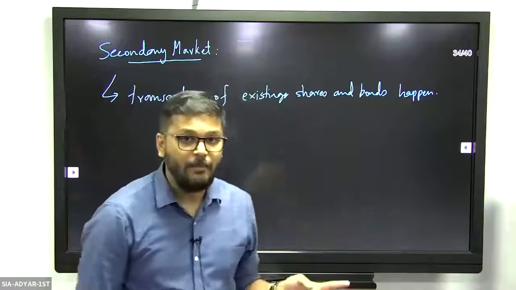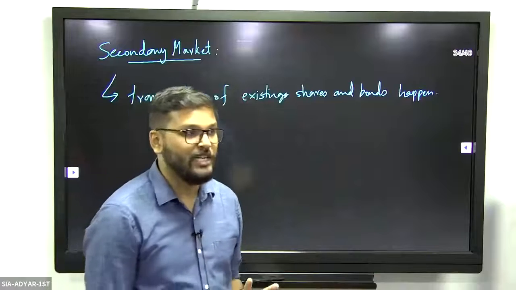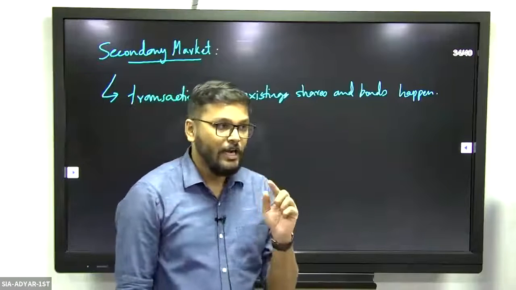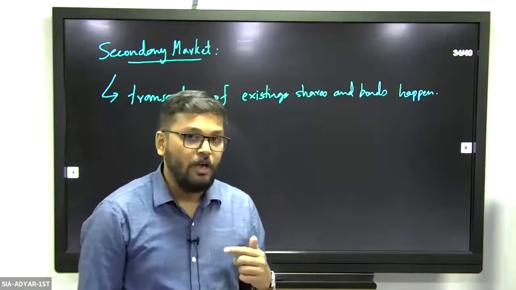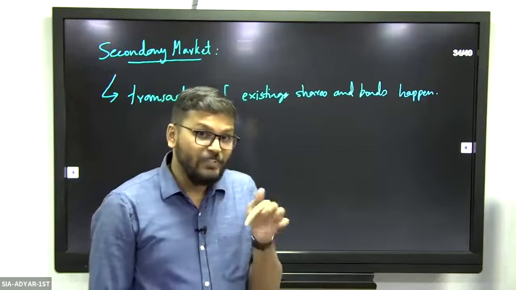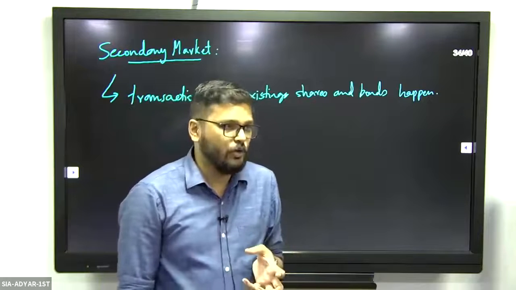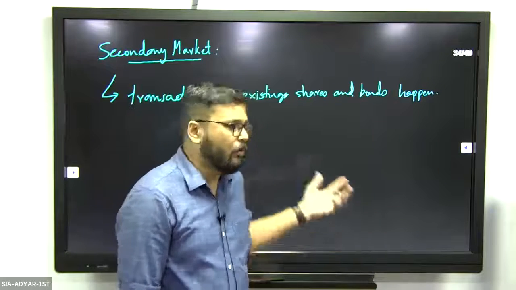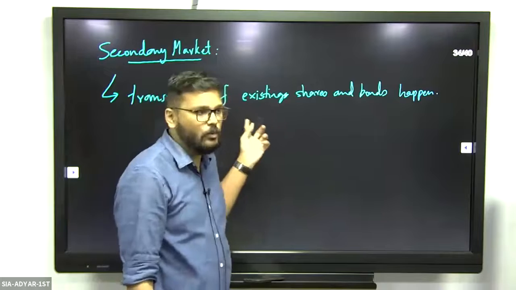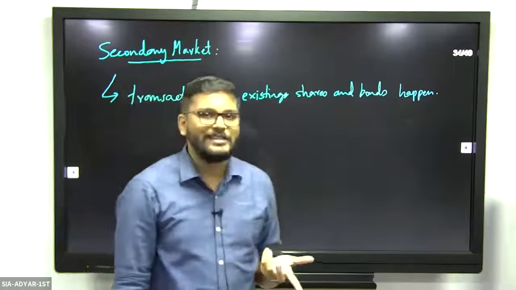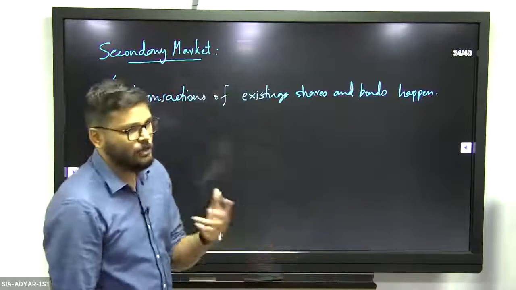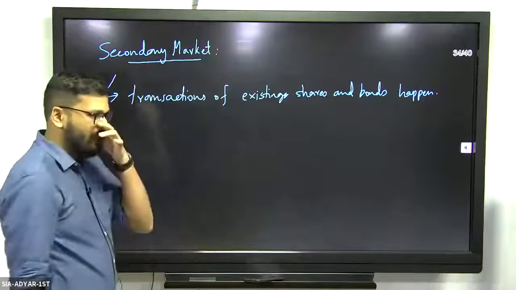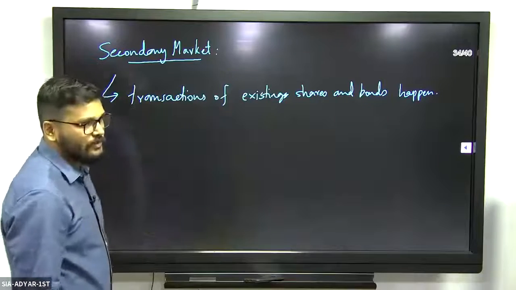If you look at it, secondary market transactions do not contribute to GDP at all. Remember GDP, the total value of all final goods and services produced in a year. It has to be a newly produced good. The primary market would contribute, but the secondary market is just second-hand goods, second-hand instruments. It will not contribute at all. So, transactions of existing shares.